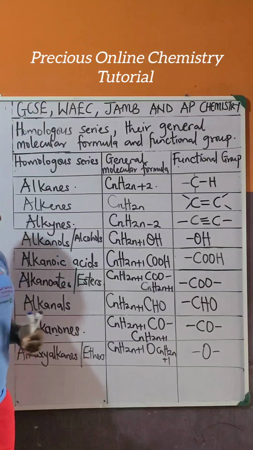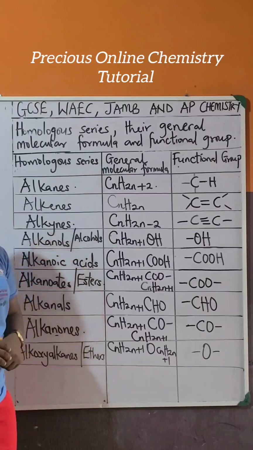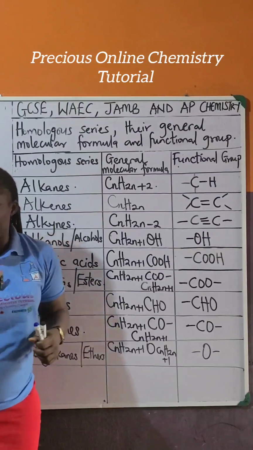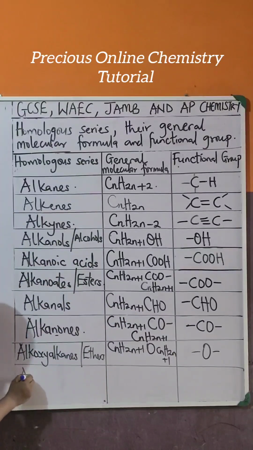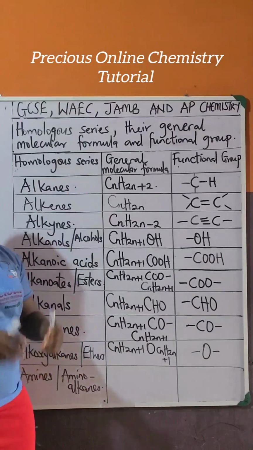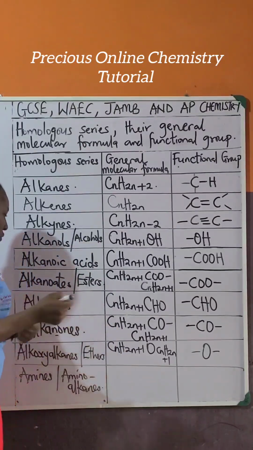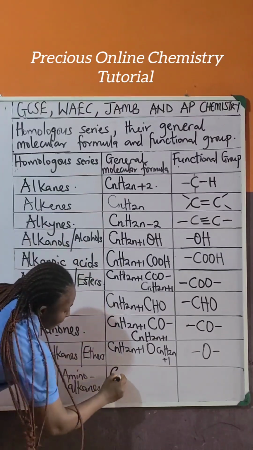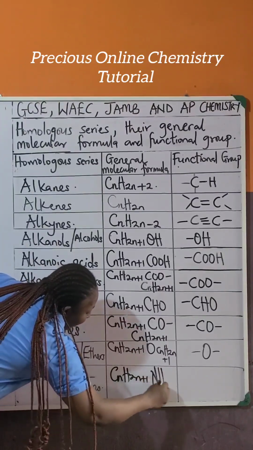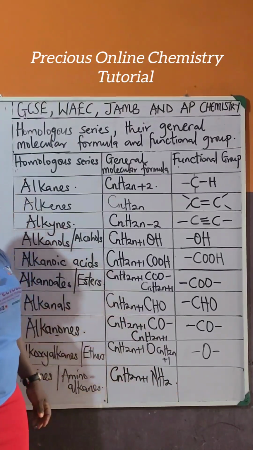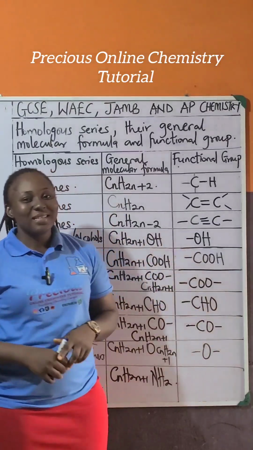Okay, the next one and the final one we will be looking at is the amines or the amino alkanes, as the case may be. In the amines, we see an alkyl group attached to an amino group. So we have CnH2n+1NH2. So the functional group will be, drop the functional group in the comment section.